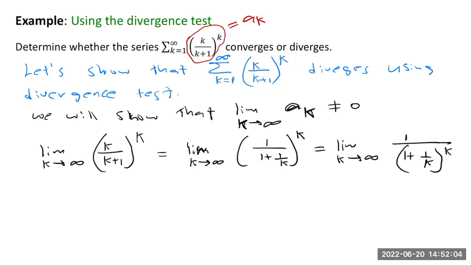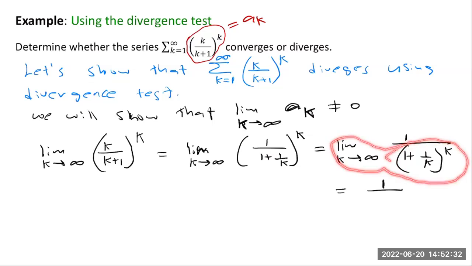All right. Now we have a quotient, right? If you have a quotient, you can take the limit of the top and the limit of the bottom separately. What is the limit of the top? This is a constant, right? 1 is just a constant. So the limit of the top is just 1. What is the limit of the bottom? The limit as k approaches infinity of (1 plus 1 over k) to the power k. What is that limit? Is that something familiar to you?